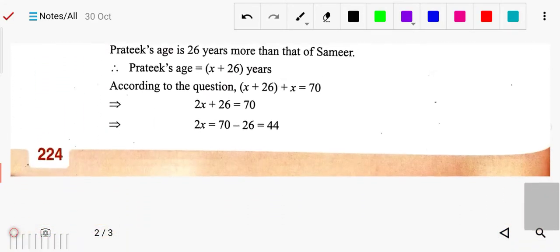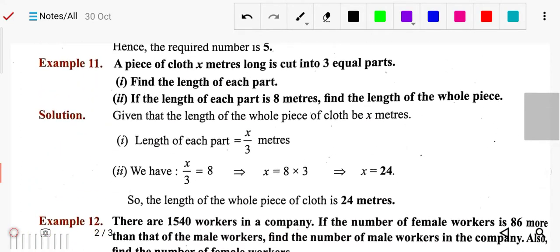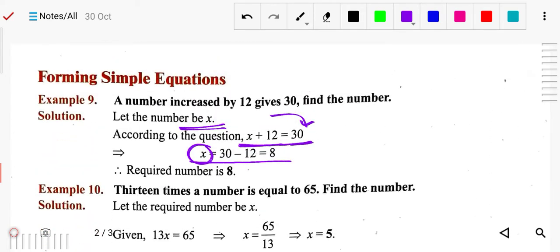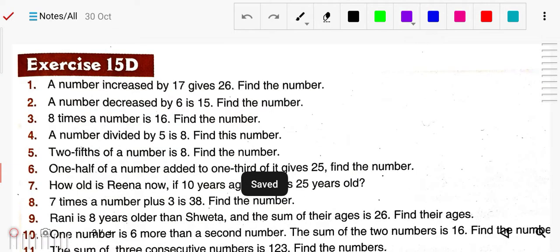Okay, now we will solve exercise 15D. The first question: a number increased by 17 gives 26. Find the number. It is just like the example we have discussed, example 9, the same type of question. So how will we solve this? First of all, we have to assume.